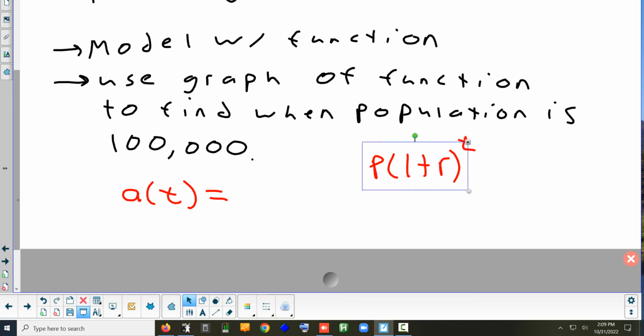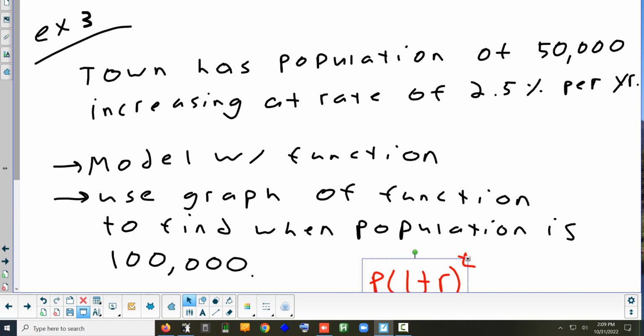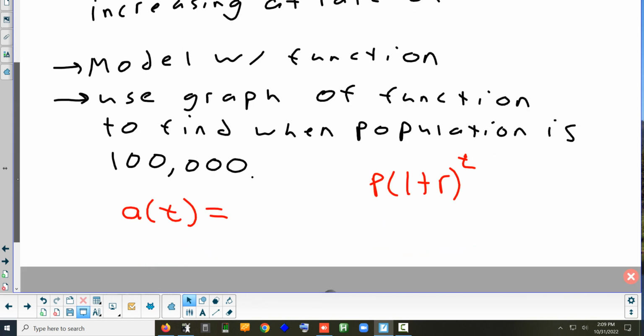So let's start with the P. Grady, what's the P again in that formula? The initial amount. So let's go up. What's my initial population of this town? 50,000. So my town has a population of 50,000.